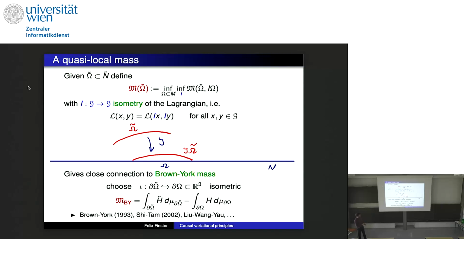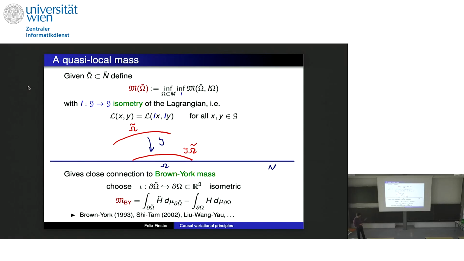And then we consider our positive quantity. And this is how we define the quasi-local mass of this region. And when you now look more closely at the result, how this mass looks, then it's in fact quite similar to the Brown-York mass.